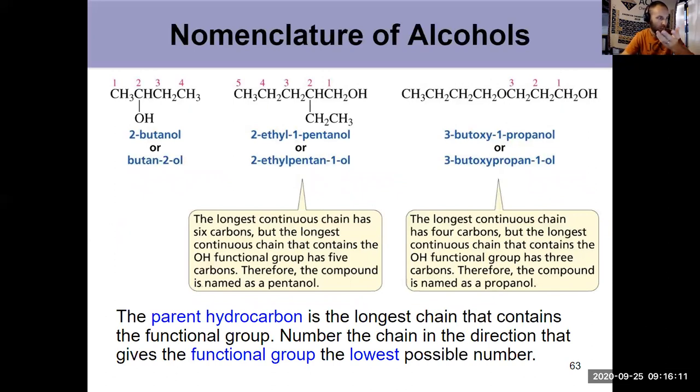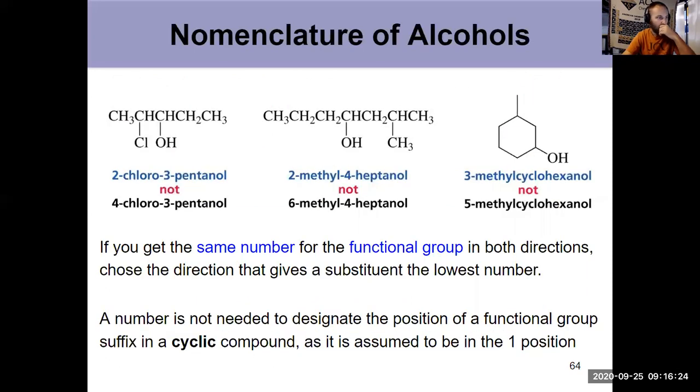More practice here. I've already mentioned what we have on slide 63. Parent hydrocarbon is the longest chain that contains the functional group, has to have that. We've seen this slide before. Give the functional group the lower possible number. But if you get the same number for the functional group, again building on what we've already had before, then go in whatever direction is going to give your next substituent the lowest possible number combination overall.